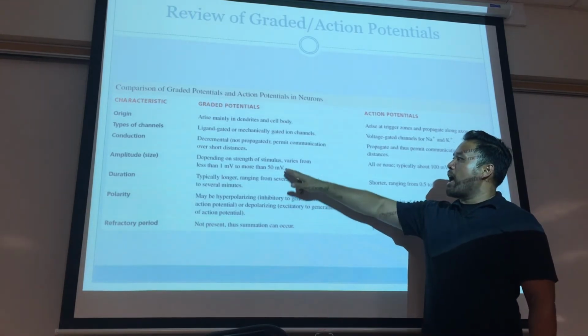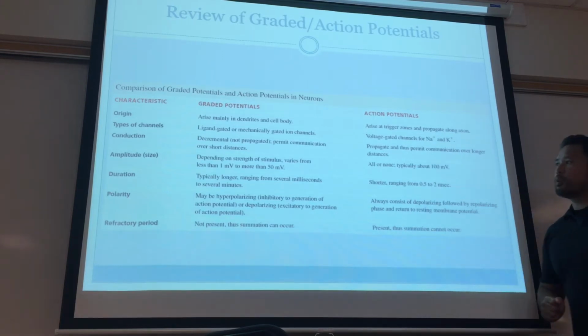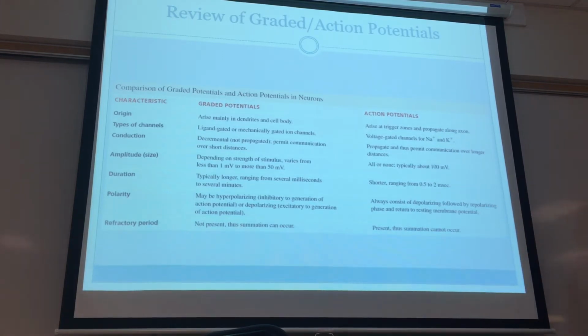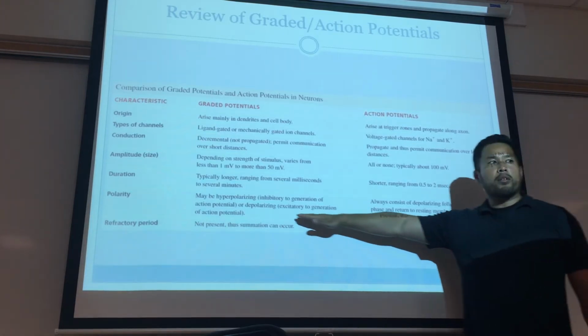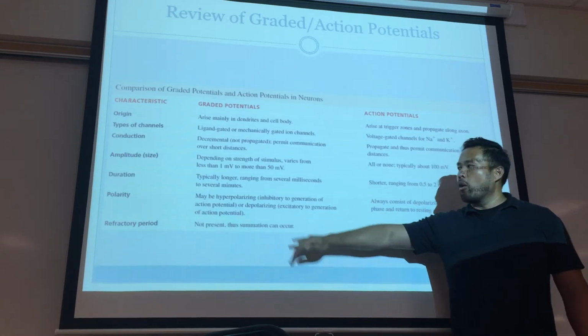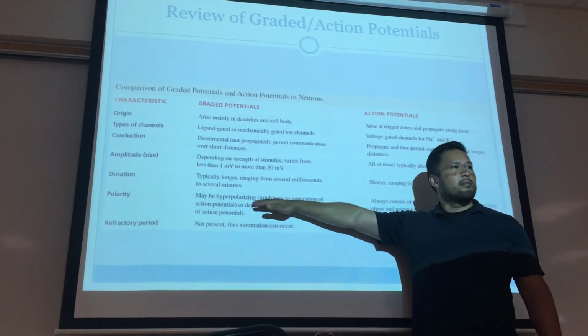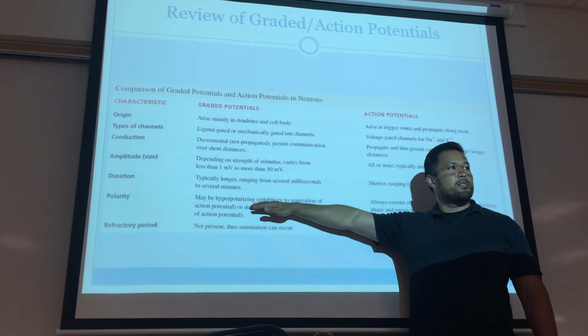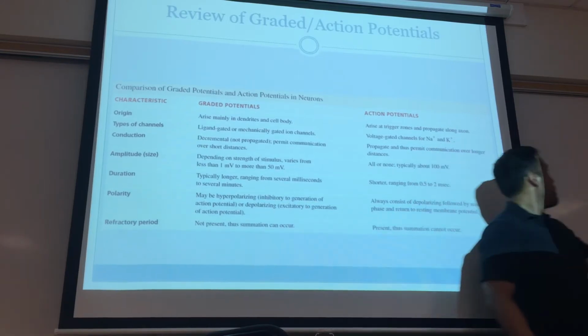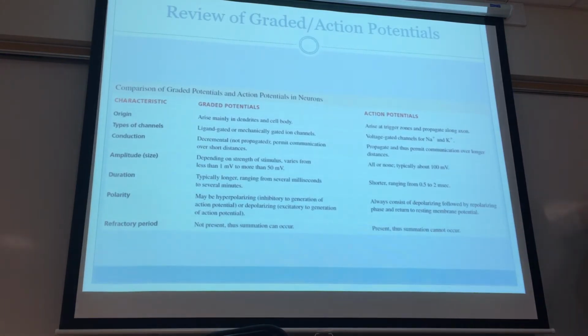When we look at the amplitude, for the most part graded potentials are subthreshold, anything below negative 55 millivolts. Our graded potentials can either be depolarizing, if we get sodium moving in, or hyperpolarizing if potassium moves out, depending on what neurotransmitter is binding to which channel.